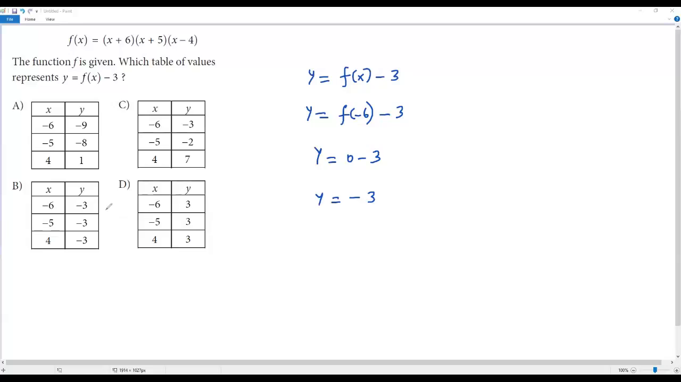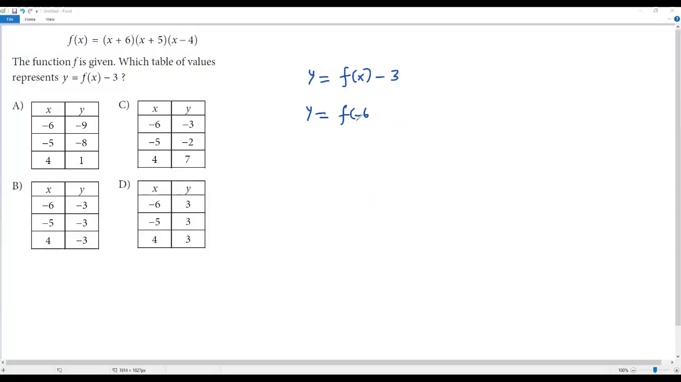Okay, so anyway, in option B, the given function is satisfied by the first pair of values, negative 6 and negative 3. Now you can check the second pair of values. That is, when I plug in x equals negative 5 into the given function, I must be getting y equals negative 3.